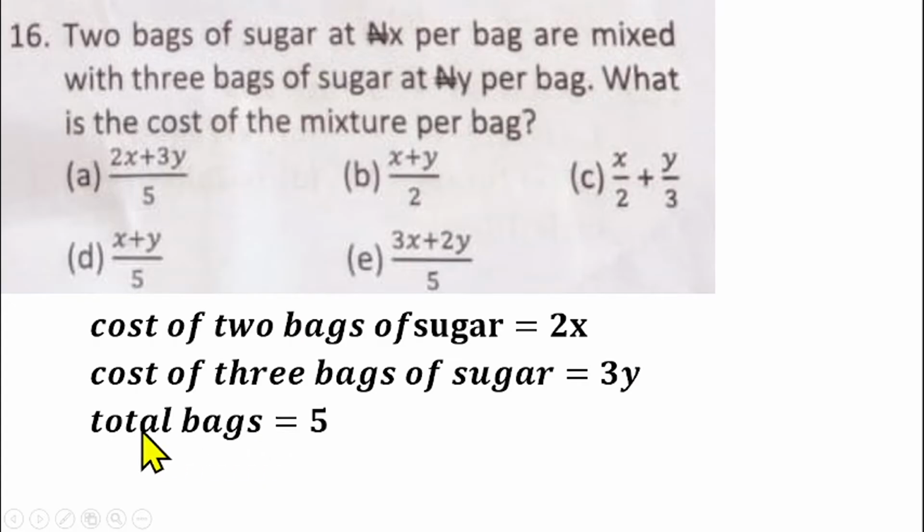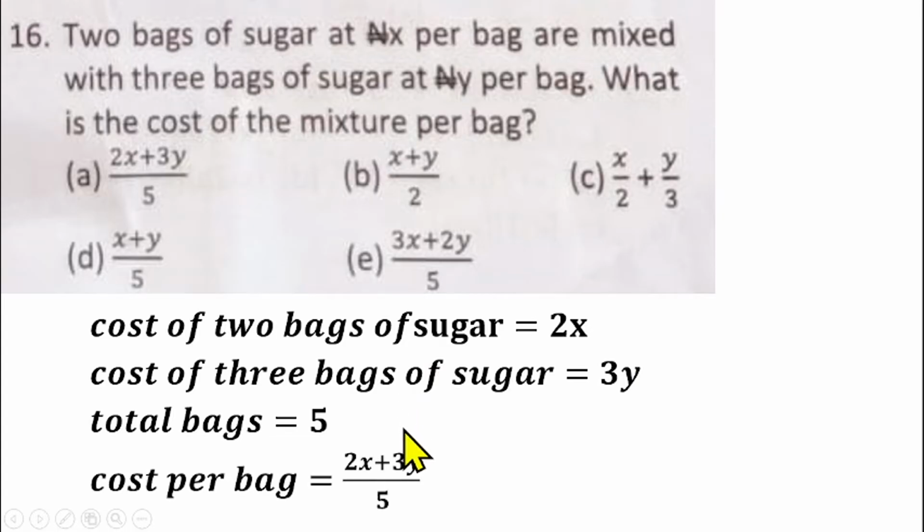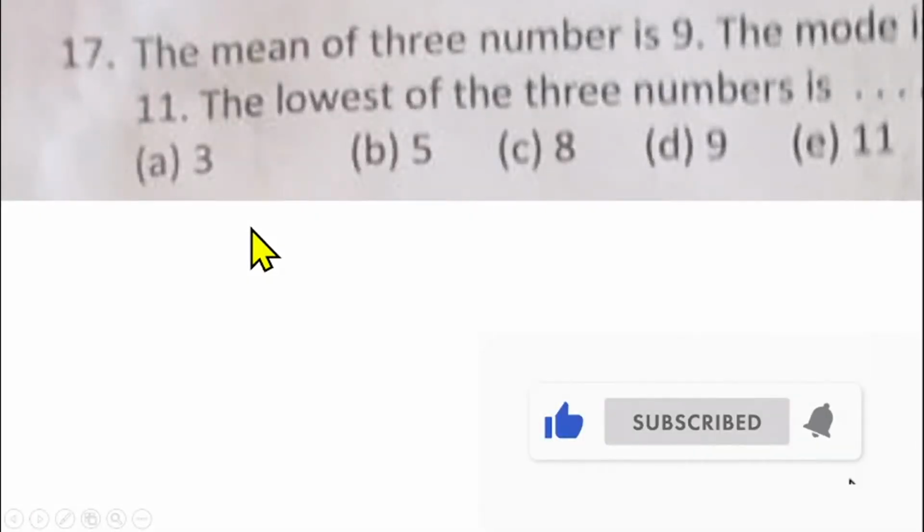Therefore, the total number of bags is 5, because 2 bags plus 3 bags gives us 5 bags. So the total cost will be the addition of this plus this, divided by 5. So the cost per bag, rather, because the total cost will be this 2x plus 3y. If we want to know the cost of one bag, that will be divided by 5. That will give us the cost of one bag. So that will give us 2x plus 3y over 5. That makes option A the right answer for question number 16.